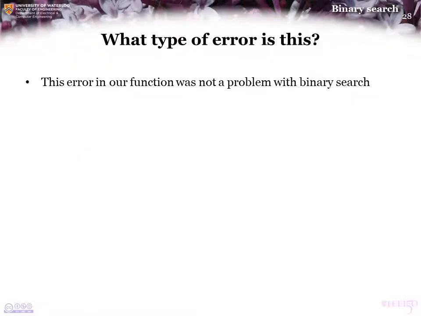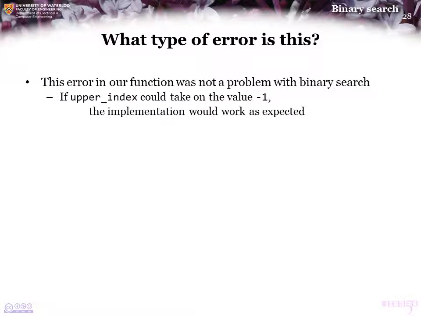Now, you might wonder, what type of error is this? What caused us to have to check if upper index was equal to the maximum possible value that something of type standard size t could take? Well, this was actually not a problem with the binary search algorithm. The algorithm itself assumes that upper index can take on the value -1, and if it could take on the value -1, the implementation of a binary search would work as expected. However, it is because we used a type that was unsigned that this error appears.